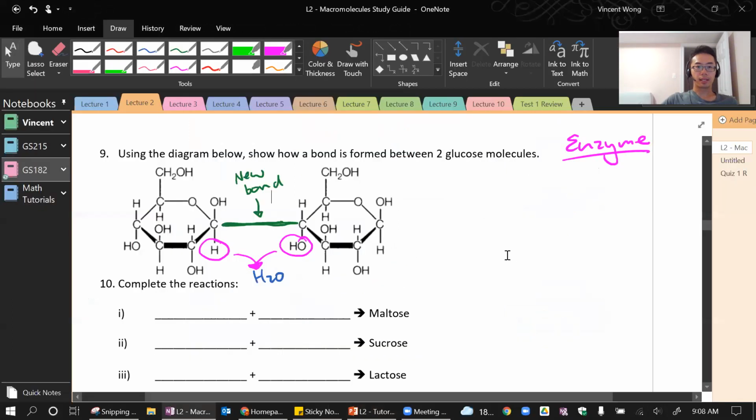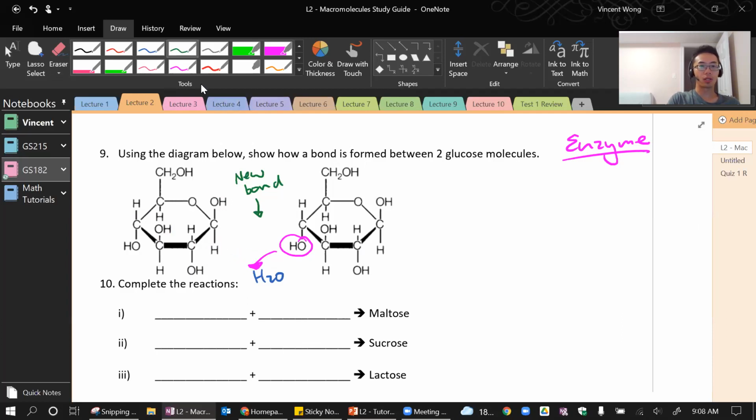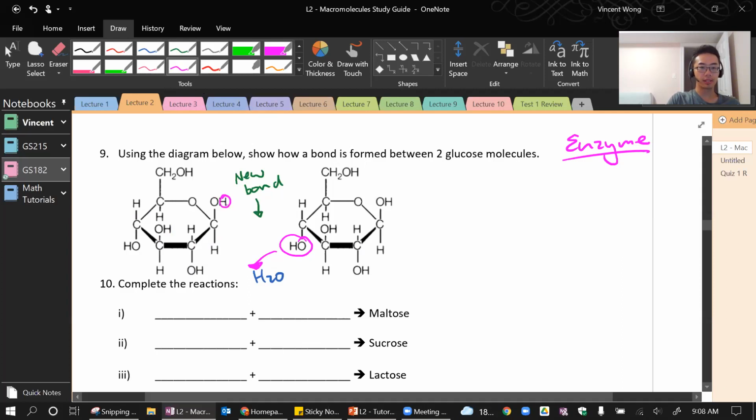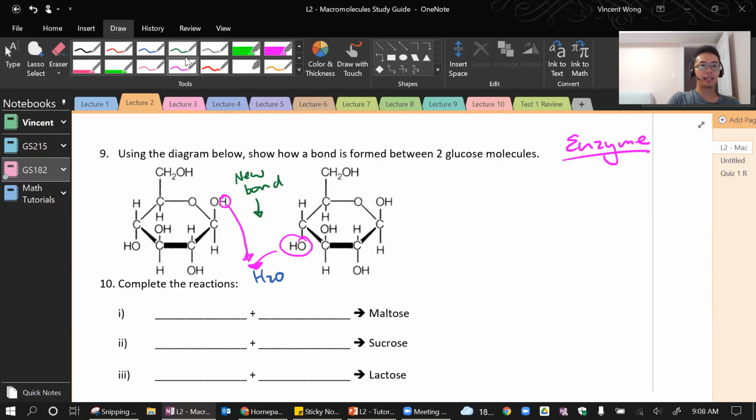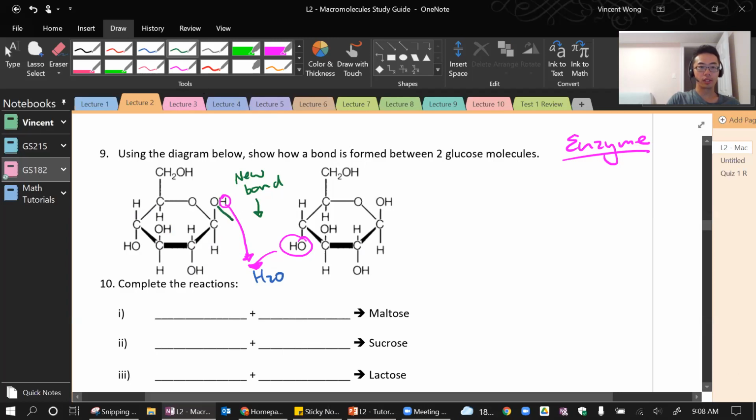Back to this thing here. It was a little bit confusing that I put the C and the C. Actually, I took the H from the wrong guy here. I should take the H from here, like this, and then the O will join with the C here, so you get a C-O-C. But the key point here, without going into too much chemistry, is that we will remove a water molecule and you will form a new bond.